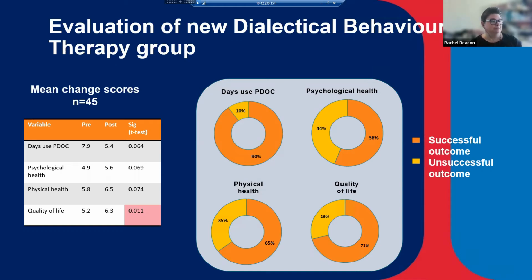On the left, we've got descriptive statistics showing changes in days use of the client's principal drug of concern. There was a range of substances, and the clients attending could have a variety of principal drugs of concern. So we measured the one that was most important for clients themselves, and then physical health, psychological health, and quality of life. On the descriptive statistics here, the only statistically significant change that we saw was in quality of life, which improved, which is good.